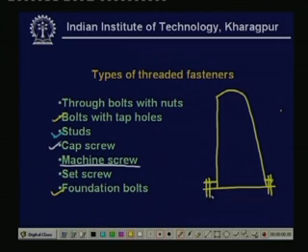Now, foundation bolts are of various shapes. One such I am drawing, but there are other kinds which look quite complicated. With the foundation bolt, sometimes this part is added, so that extra strength is provided. Now, these are different kinds of threaded fasteners.